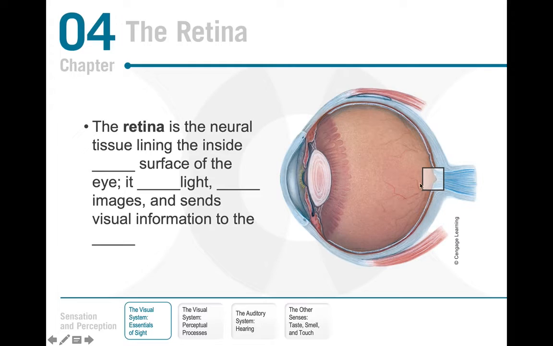This box here may be a little bit misleading. This represents your optic disc, which we'll talk about in the next slide. But your retina basically lines the whole entire back part of your eyeball.